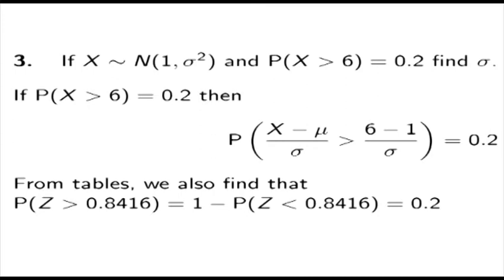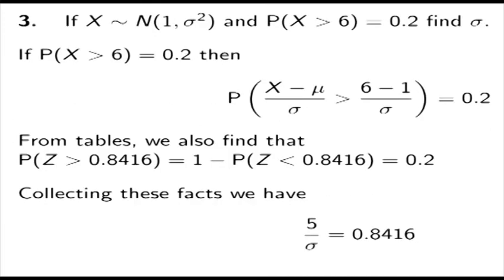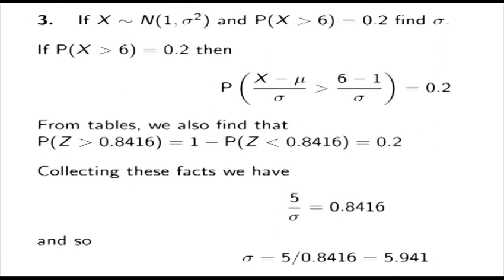So now it's just arithmetic to finish it off. So we have 6 minus 1, which is 5, divided by sigma, is equal to 0.8416. And so sigma is 5 divided by 0.8416. So we get 5.941. And so that was our initial task, to find the value of sigma.